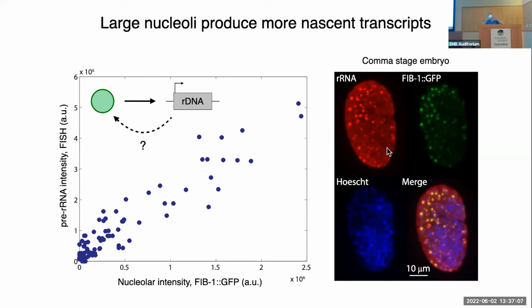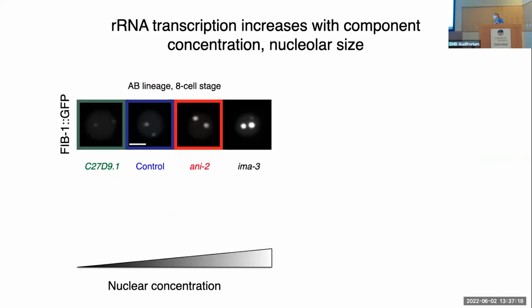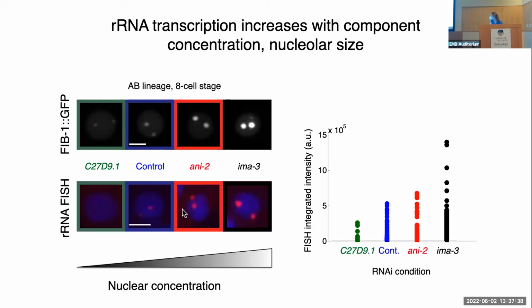And so there are clear lineage-specific differences in both nucleolar assembly and transcription. To try to compare apples to apples, we went back to our early embryo, where we can compare the same cell across multiple different RNAi conditions, where we can change the concentration of nucleolar components.